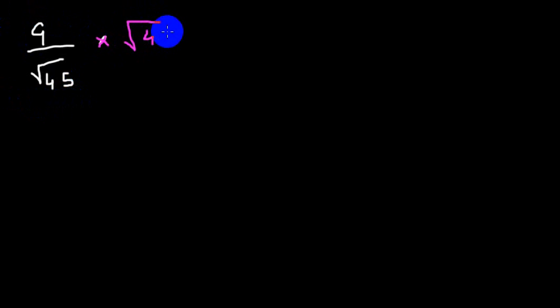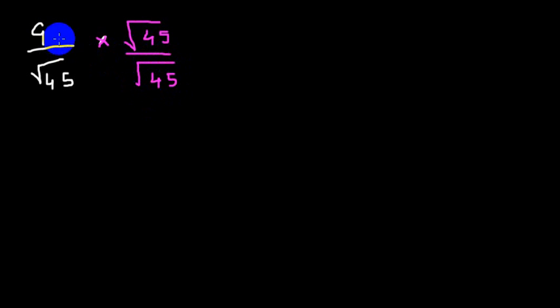Let's practice another question, which is 9 over square root of 45. This is easy. We just have to times it with square root of 45 over square root of 45, so again square root of 45 in the numerator.